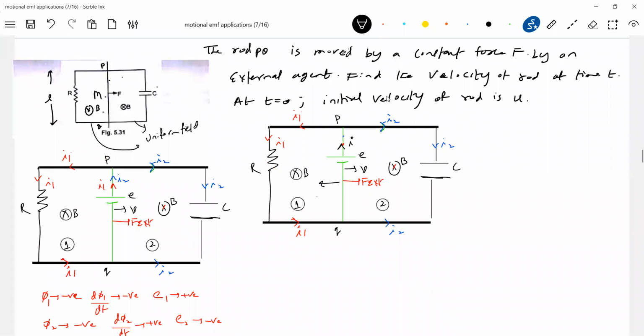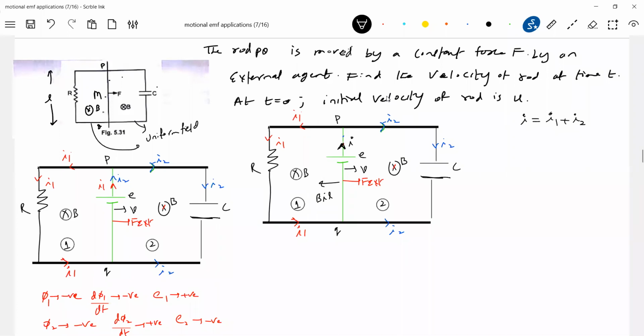Now here a BIL force will act. The resultant field is here into the plane, so there is a BIL force. And what is I? I is equal to I1 plus I2. This is the key, a very important part for us. Once you are able to write I equal to I1 plus I2, the problem is solved.